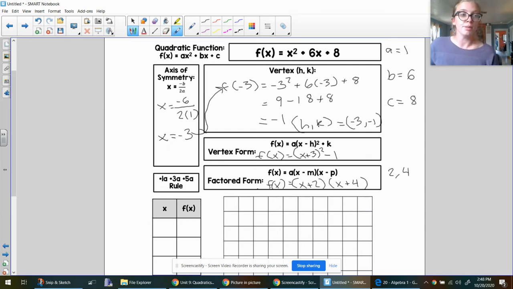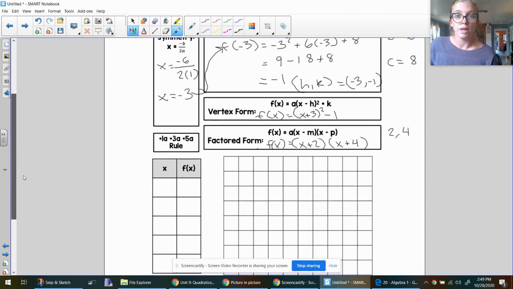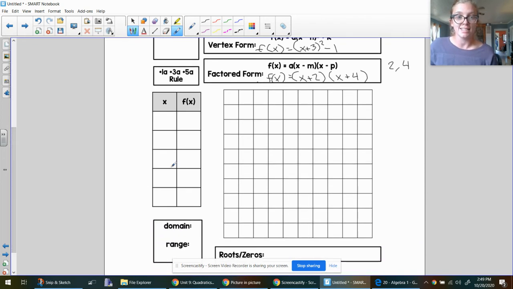Moving on from there, we're going to go ahead and graph this function. So again, we are going to start with our vertex. So our vertex is at (-3, -1). I'm going to fill in my x values around that.